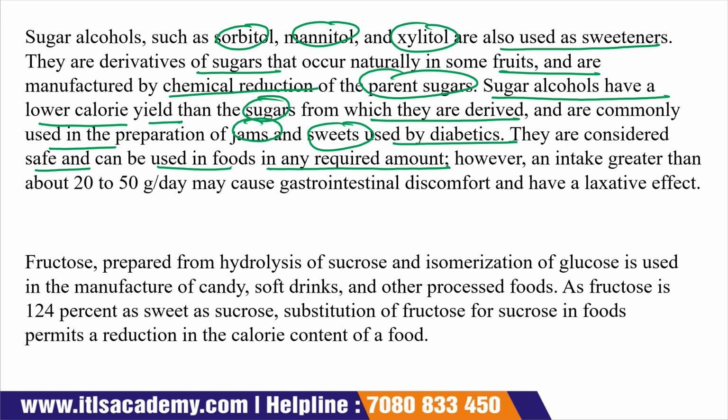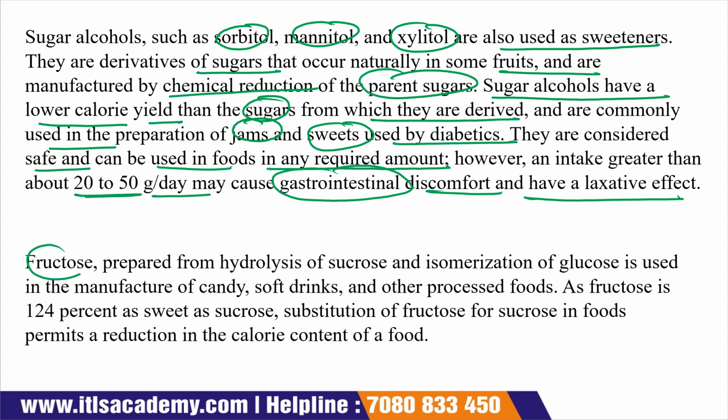They are also considered safe and can be used in food in any required amount. However, an intake greater than about 20 to 50 grams per day causes gastrointestinal discomfort and has a laxative effect.